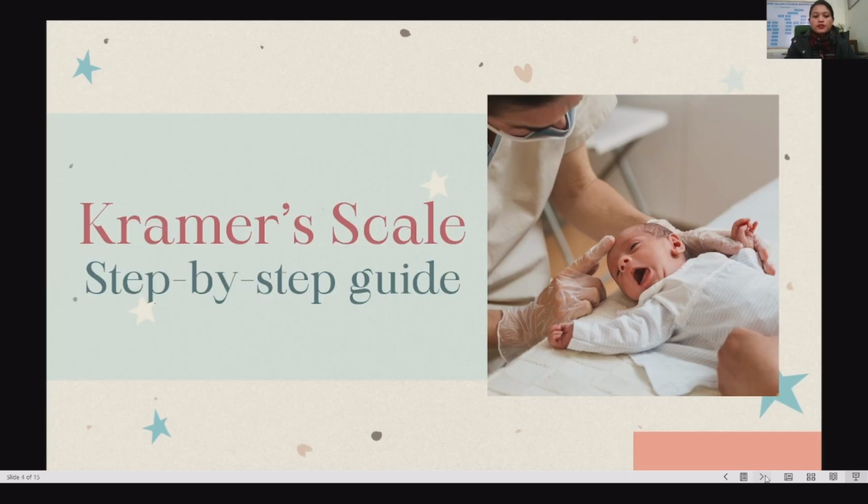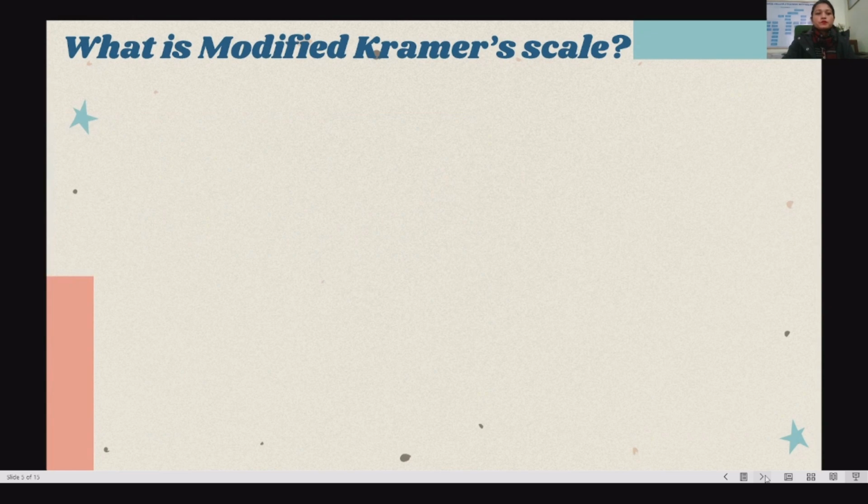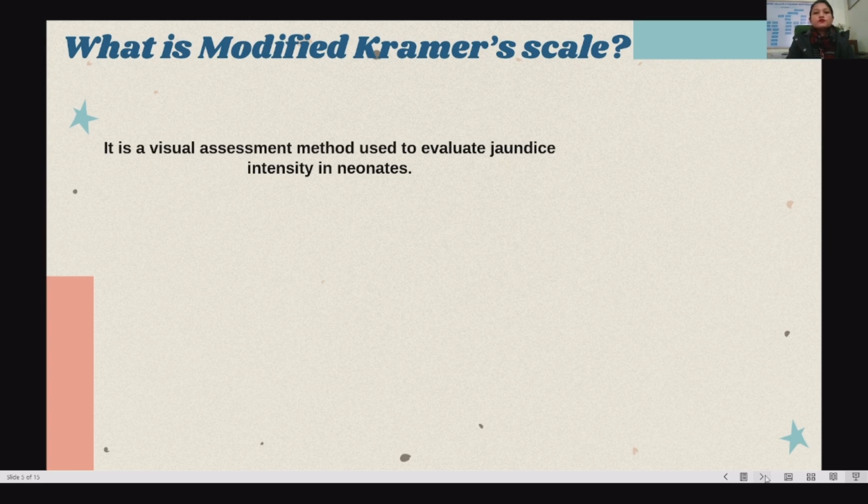So today we'll be learning how to use this modified Kramer scale, which is a very simple yet very effective tool for assessing the severity of jaundice in newborns. Now, what is the Kramer scale? It is a visual assessment method used to evaluate the jaundice intensity in the newborn. It estimates the severity of jaundice based on how far the yellow discoloration has extended across the body.